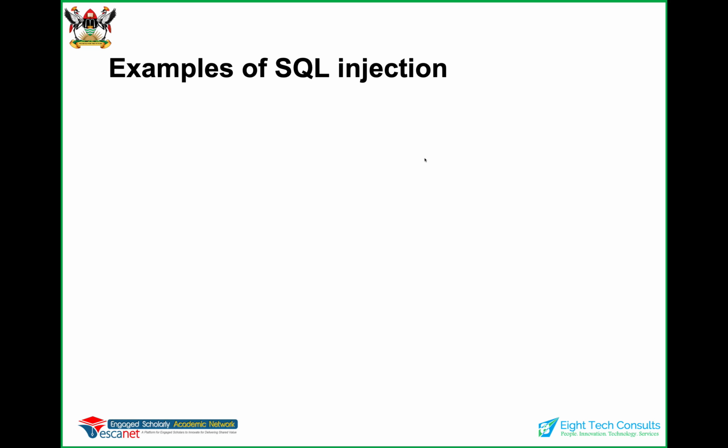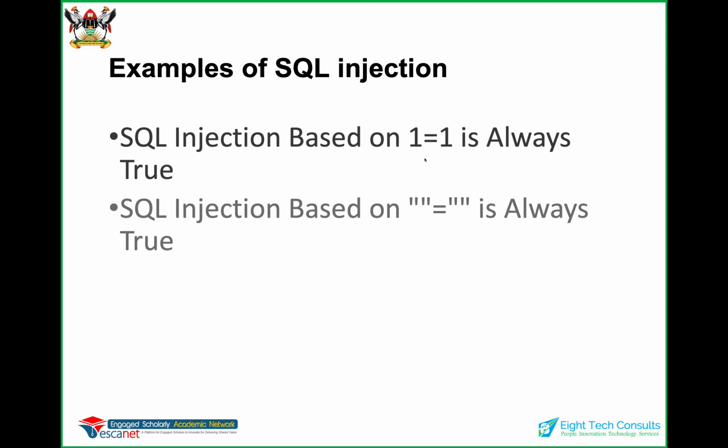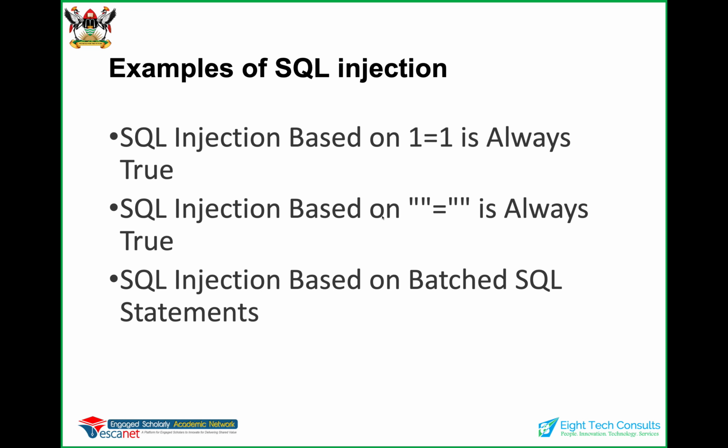So I'll proceed, and now we're going to look at examples of SQL injection. SQL injection can be made based on 1 equals 1, which is always true. Another way is SQL injection based on an empty string being equal to an empty string, which is also always true. SQL injection can also be based on batched SQL statements, for example, when someone adds an SQL statement into our SQL.